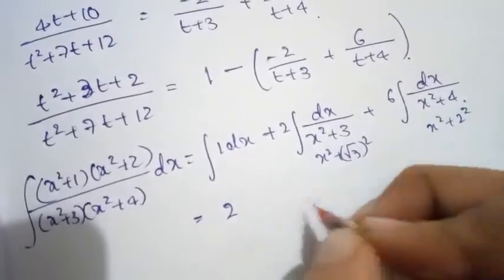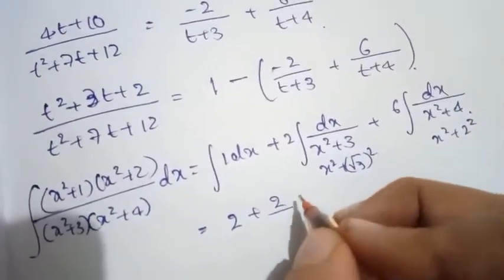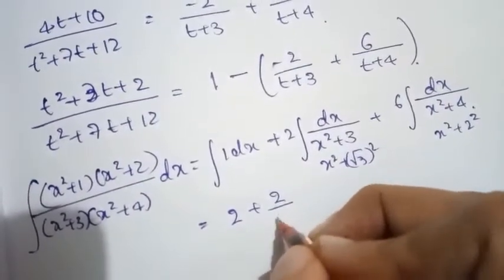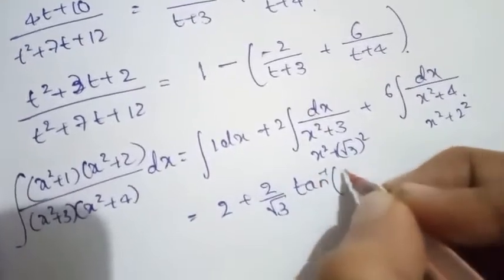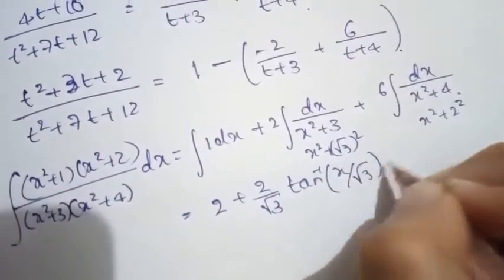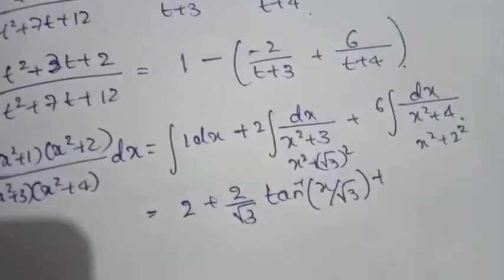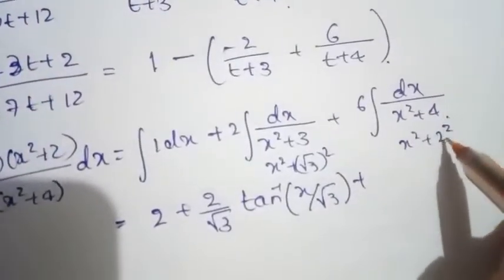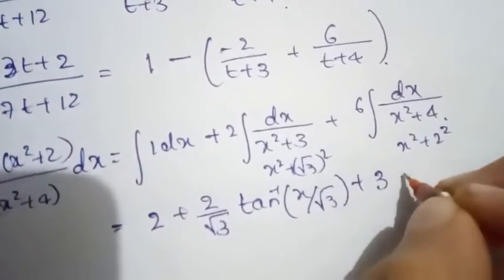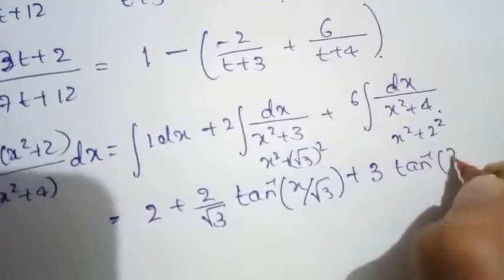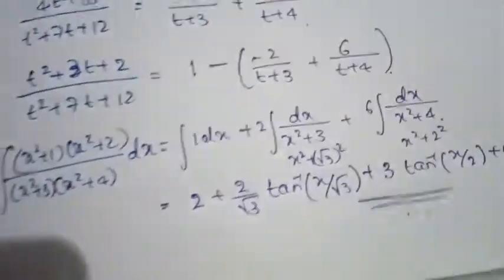Here the value of a is root 3, so it becomes 2 divided by 2 into 1 by a. 2 into 1 by root 3, it is 2 by root 3 into tan inverse of x by a, that is x by root 3, plus here again it is in the form of integration of 1 divided by x square plus a square. Value of a is 2, so it becomes 6 by 2, it is nothing but 3 tan inverse of x by 2 plus c. So this is the integral of the given question.